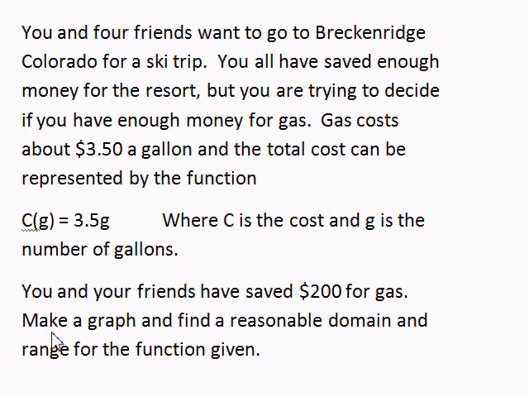Suppose that you and your 4 friends want to go to Breckenridge, Colorado for a ski trip. You all have saved enough money for the resort, but you're trying to decide if you have enough money for gas. Gas costs about $3.50 a gallon, and the total cost can be represented by the function C(G) equals 3.5G, where C is the cost and G is the number of gallons.